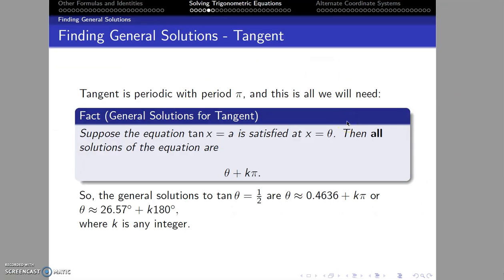So the trick there, if you would call it that, is instead of adding 2k pi to get half of it, let's add pi. We'll add k pi and we'll get all of them. So with tangent, you add just pi any number of times and you get all your solutions. And so we would say for this one, recognize we don't have nice solutions, that all the solutions are either 0.4636, give or take, plus k pi, or about 26.57 degrees plus k 180 degrees. And that is all of our solutions.